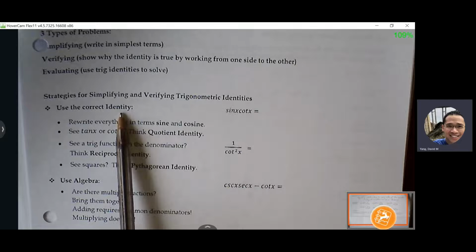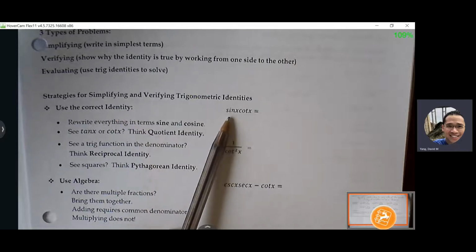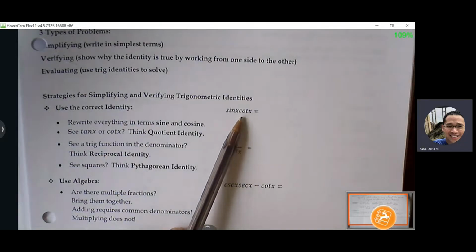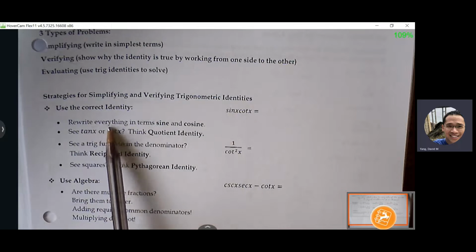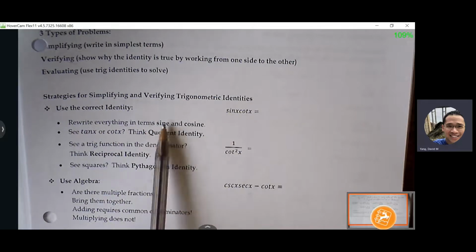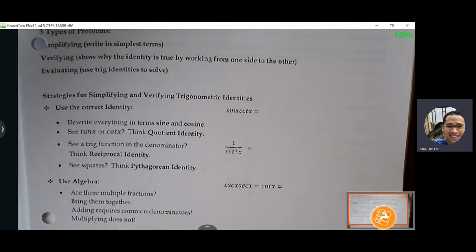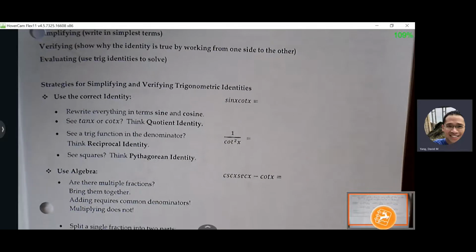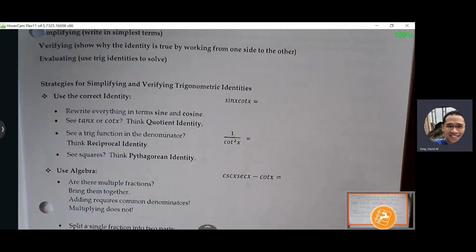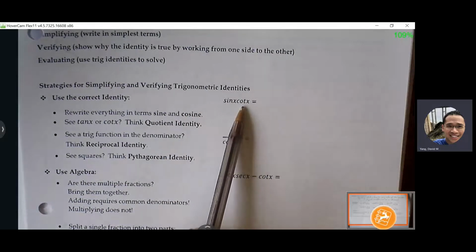Okay. We can use the correct identity. Sine of x, cotangent of x. What's another way of writing that? Well, we can rewrite everything in terms of sine and cosine. That's a quick way to get some matching parts and to see what the relationship is, right? So sine of x, we'll leave that alone, but we can think of cotangent of x as what?